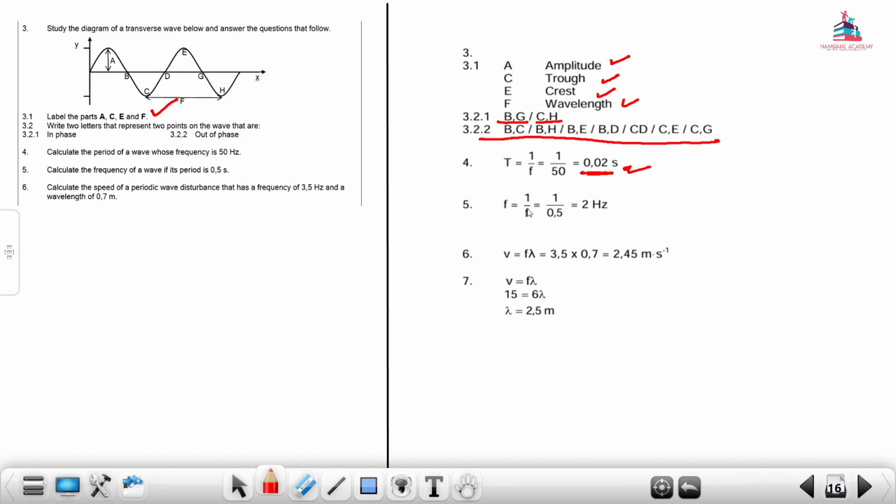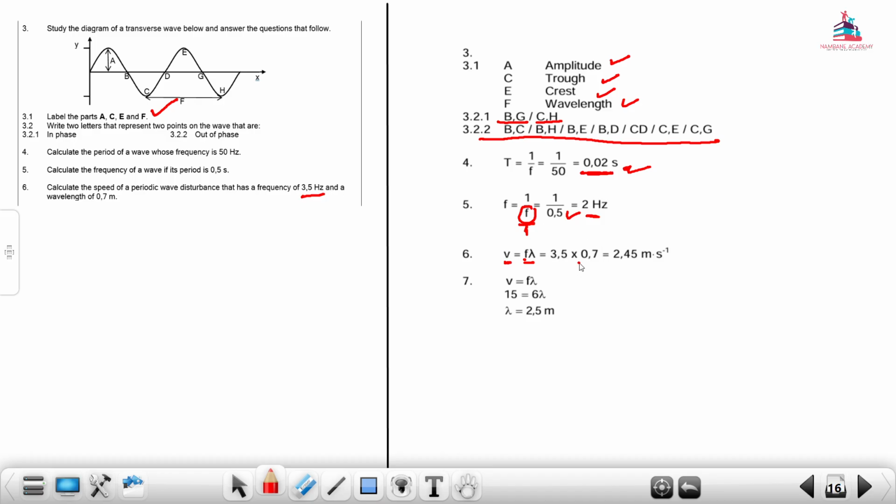Then frequency will be given, this is a mistake, it's supposed to be T. Frequency will be given by F is equals to 1 over T, which is 0.05. The frequency will be 2 hertz. Calculate the speed. Speed is given by V is equals to F lambda. What is our F? They've given us 3.5.